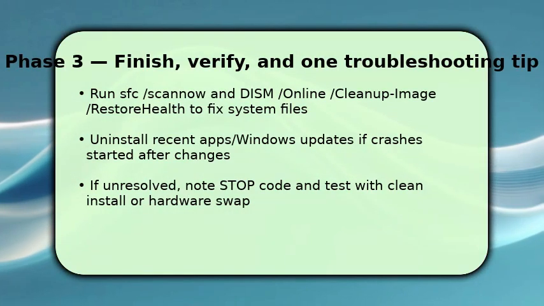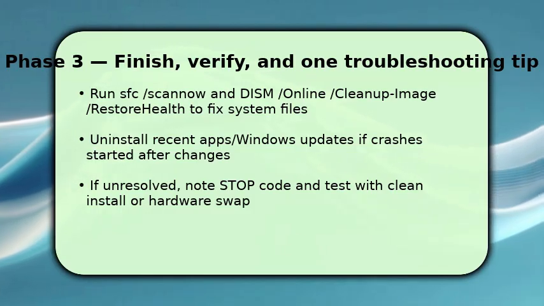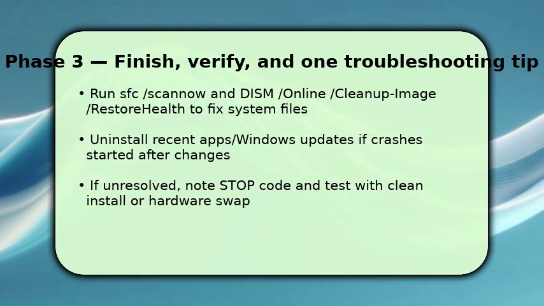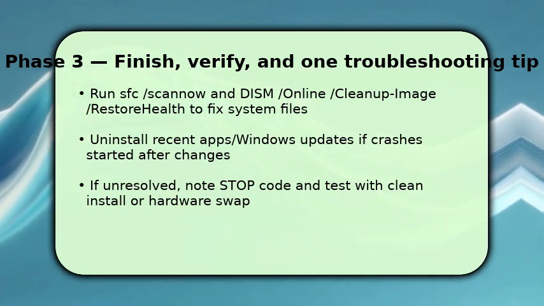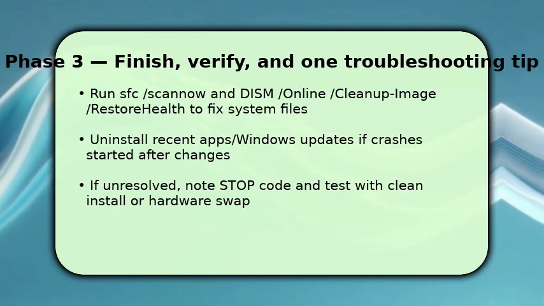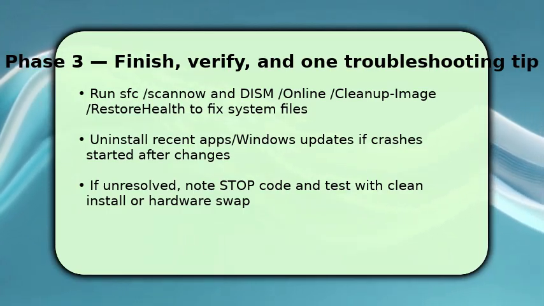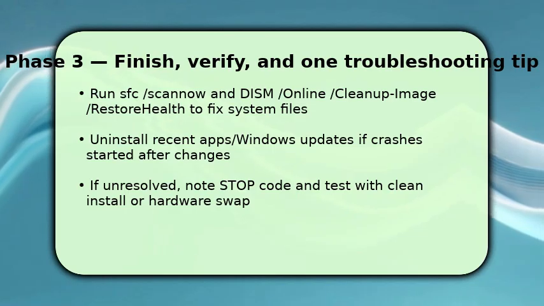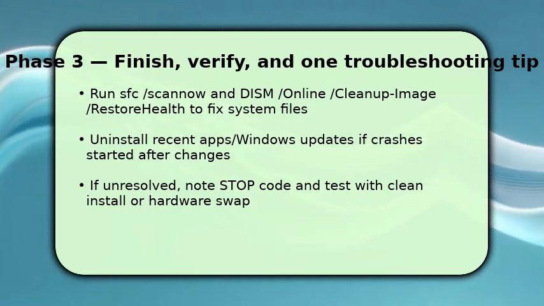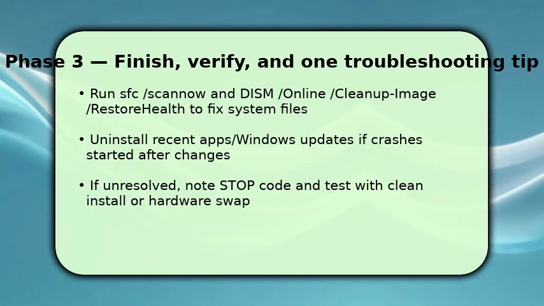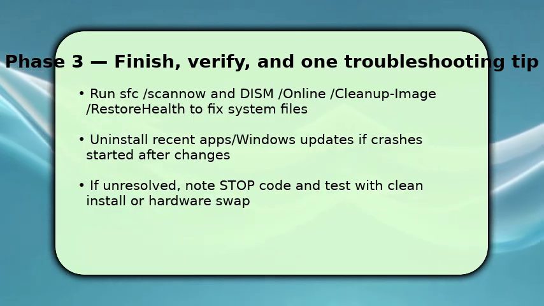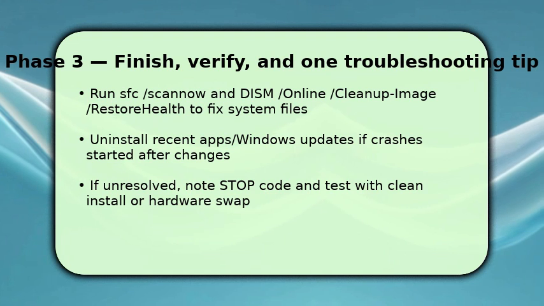You now repair system corruption and apply final fixes. Run sfc /scannow, then dism /online /cleanup-image /restorehealth to restore system files. These commands often stop recurring blue screens caused by corrupted OS components. If crashes began after a recent app or update, uninstall those changes and reboot to confirm. Make sure to note the stop code for minidumps. If problems persist, test by clean installing Windows or swapping suspected hardware.